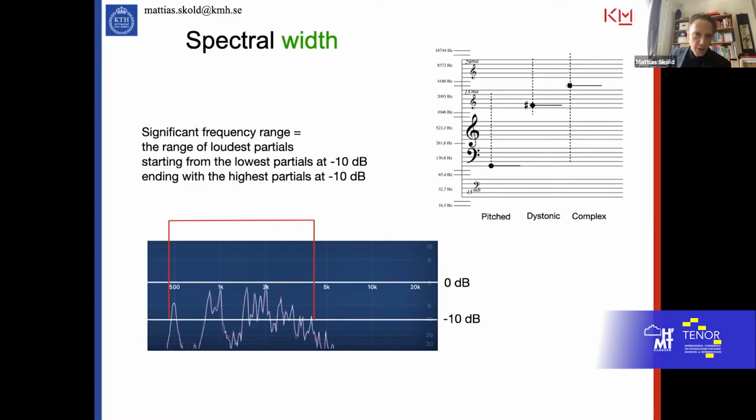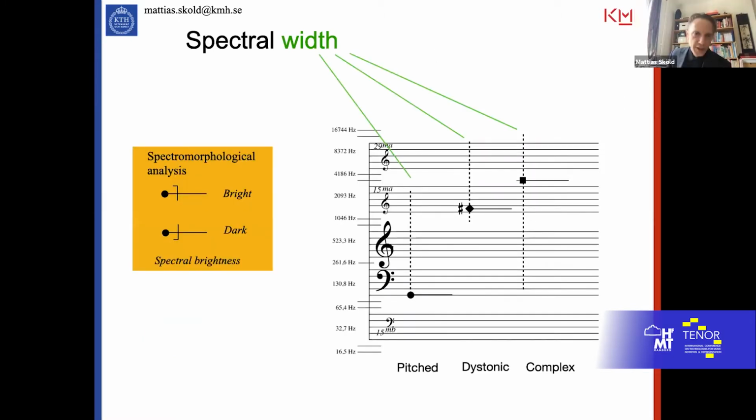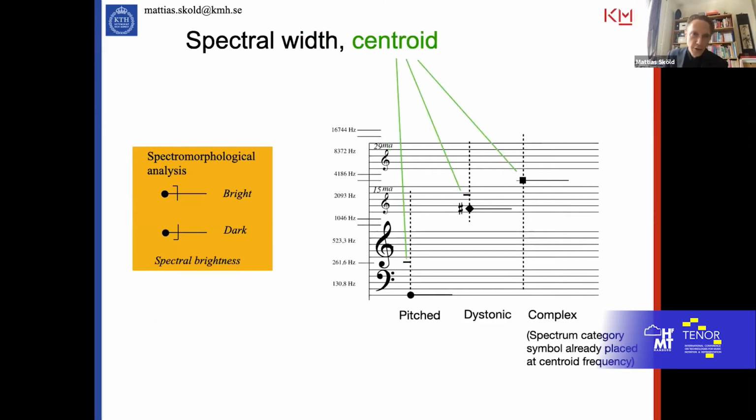So yes, we have the spectral width, which is accompanied by the spectral centroid, which is the center frequency of a sound's spectral energy. So you can see together these two, the width and centroid, are similar to the indicator that Thoresen uses, but he uses it in relative terms. And also, as you can see, there is no indicator for centroid for the complex sound, the unpitched sound, because that symbol is already positioned at the place of the centroid frequency.